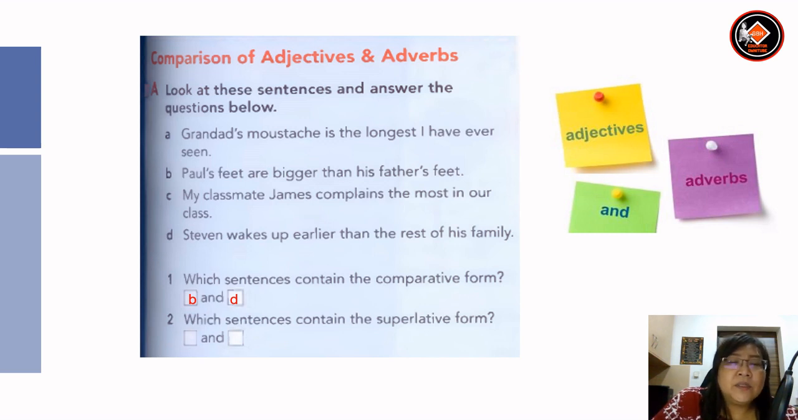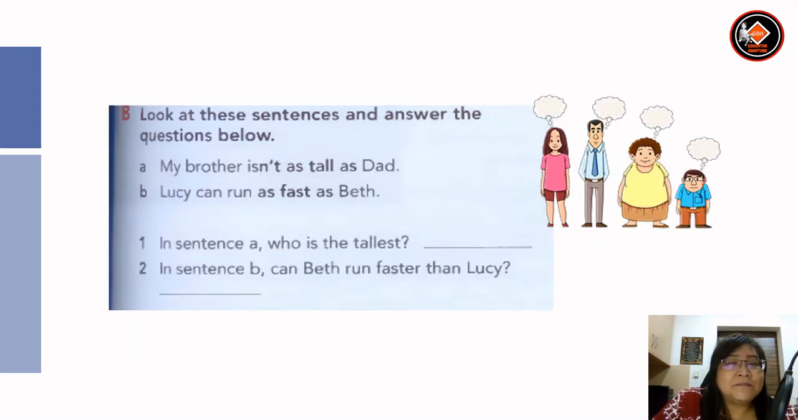And then number 2, which sentences contain the superlative form? So the answer is A and C, because you have the word the. So you have the longest and also you have the most. Exercise B. Look at these sentences and answer the questions below. My brother isn't as tall as Dad. Lucy can run as fast as Beth.